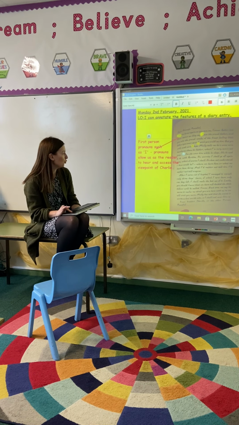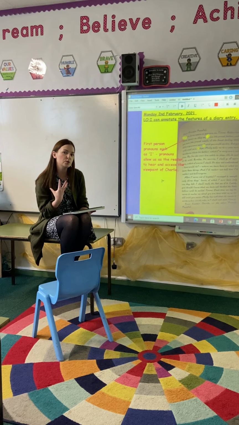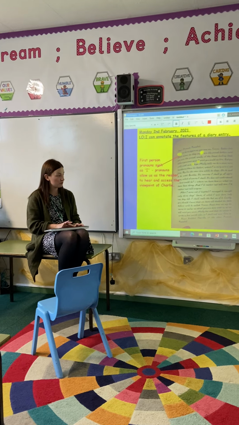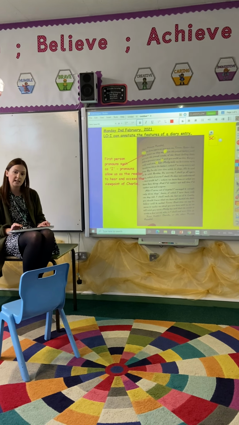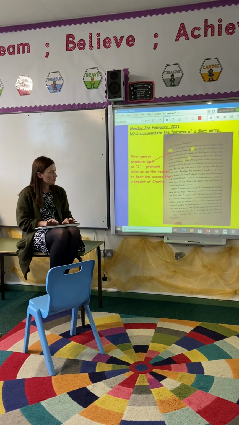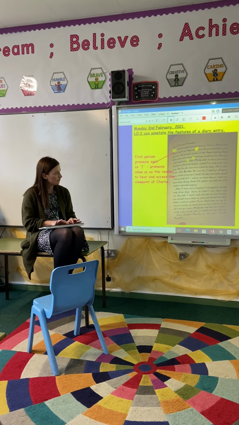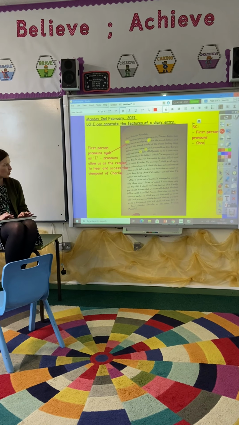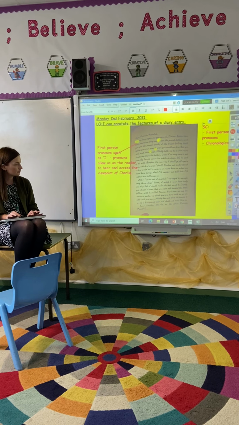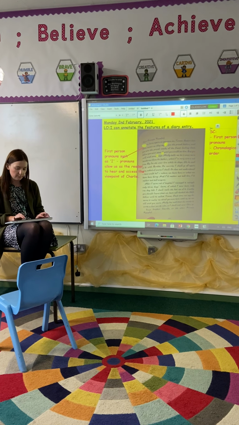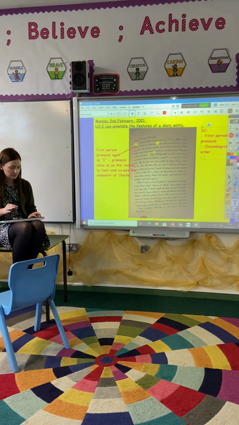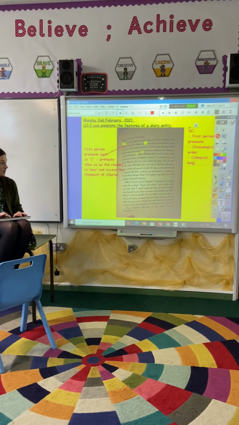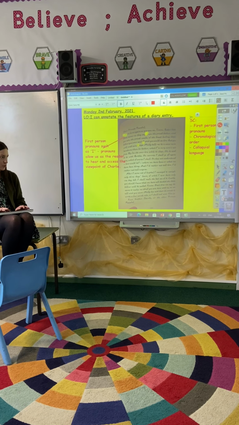There's one feature already labelled and annotated. So if this was me, I would probably have a bit of a success criteria or a checklist in front of me to make sure that I'm ticking off the features as I annotate them. So we mentioned first person pronouns. We mentioned chronological order. We mentioned colloquial language, which we said was a little bit like slang, so informal language, a bit of a chatty style.